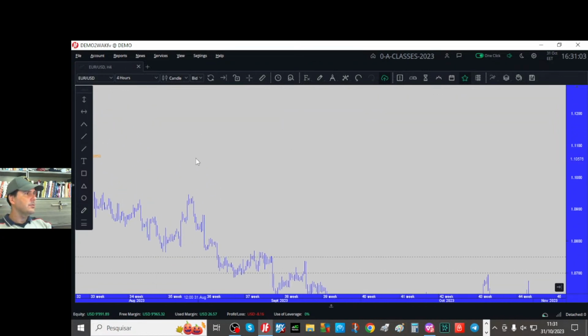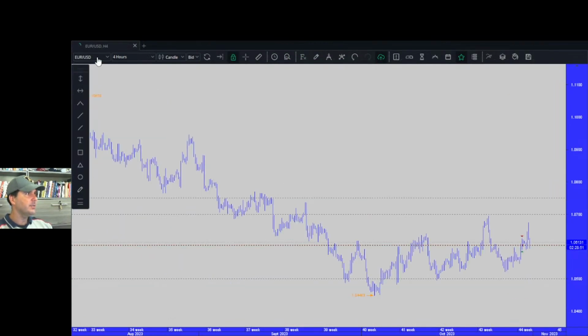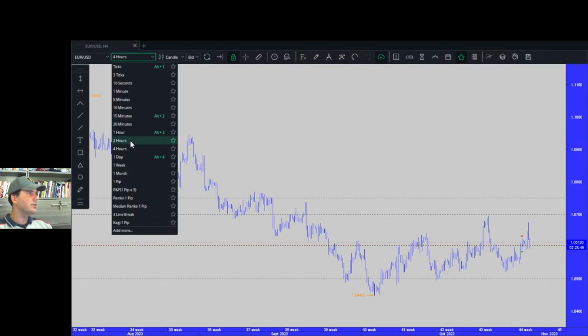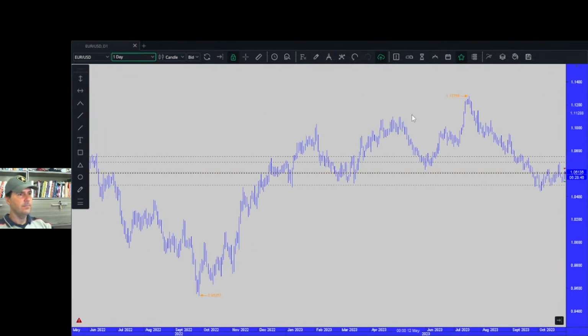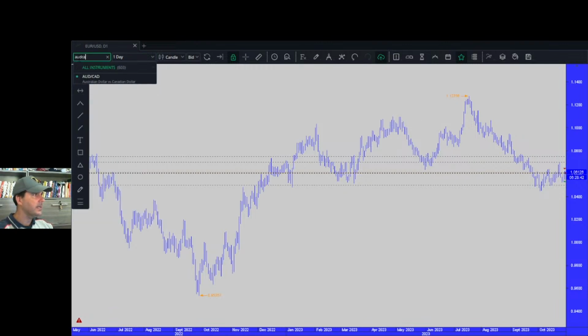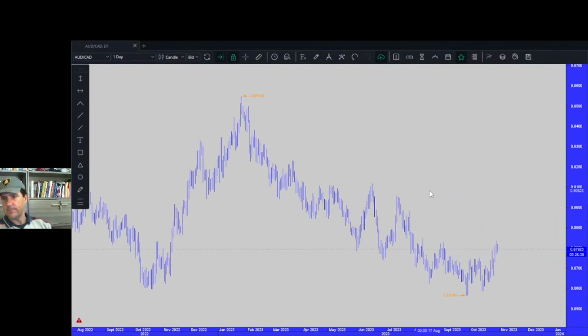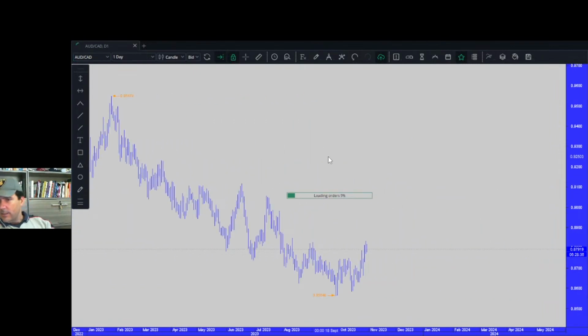So let's open, I'm going to open a new one, alright? Let's open what? AUD CAD, right? AUD CAD daily chart. There you go. I'm still struggling with market structure.